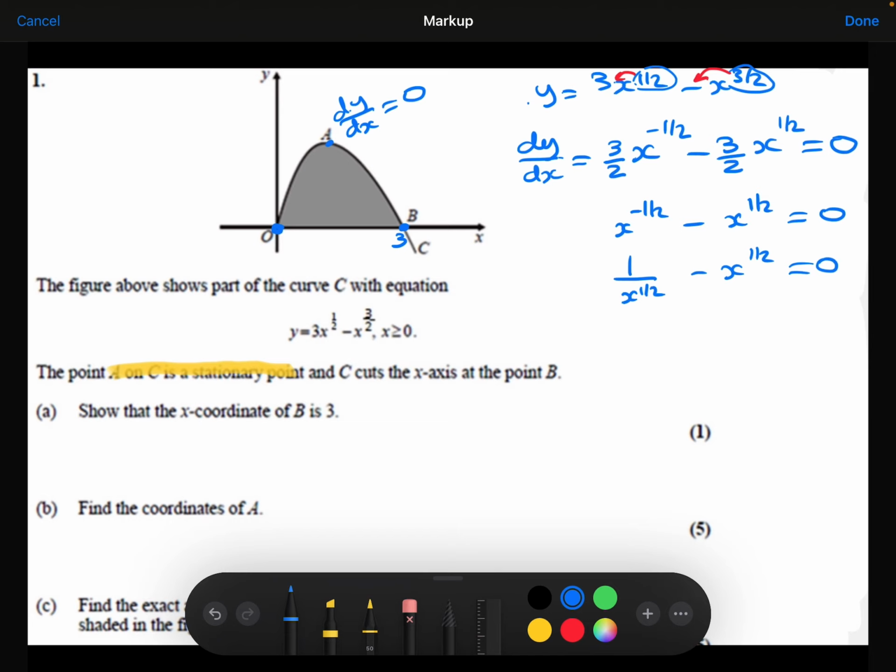I need to multiply through by the x to the power of a half. So if I times each term here by x to the power of a half, the 1 over x to the power of a half is just a 1. The x to the power of a half times x to the power of a half is x to the power 1, or just x. And obviously the 0 times x to the power of a half will be 0. And now I can see that x is going to be 1. So x is 1 at point A. And then if I substitute that into the original function, so if I do 3 times 1 to the power of a half minus 1 to the power 3 over 2, I find out that the y-coordinate is 2.